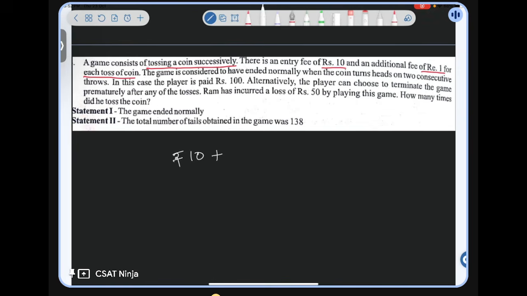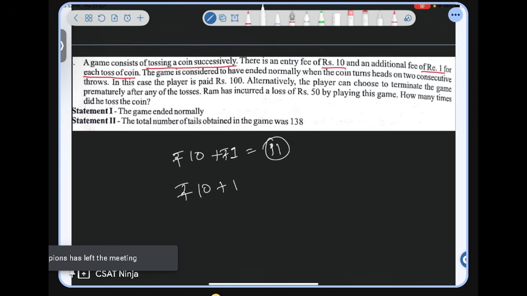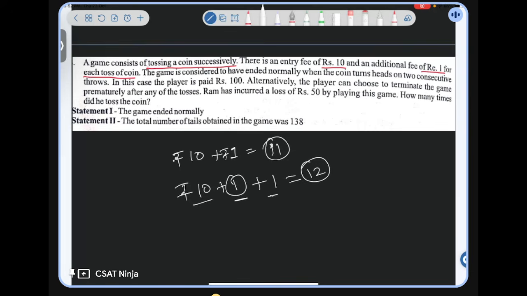If you are tossing the coin only once, that means you are spending 1 rupee there. So you are spending how much? 11 rupees. The 10 rupees is a fixed registration. And if you are tossing coins 2 times, per toss it is 1 rupee, so which means you are spending how much? 12 rupees. So 10 rupees plus tossing 2 times means 12 rupees was spent. So that's what the question means.